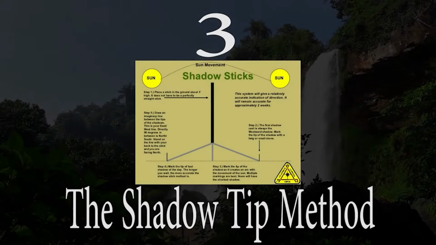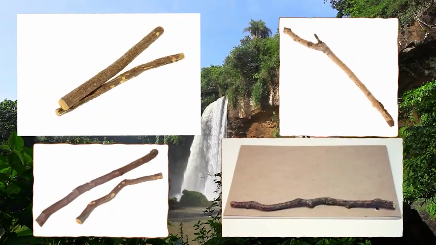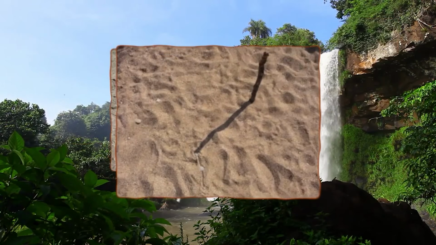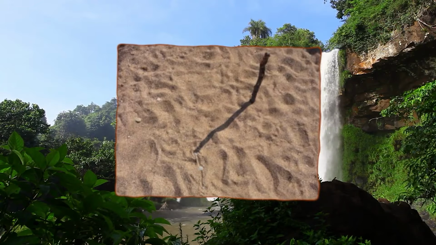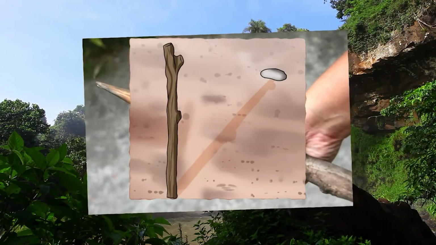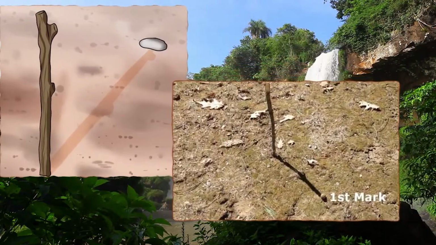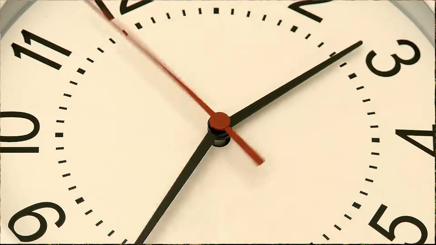Method 3, the shadow tip method. Place a fairly straight stick in the ground so that its shadow can be easily seen. A stick 3 to 4 foot tall works really well with this, but shorter ones can be used. The more pointed or narrowed the stick is at the tip, the more accurate this method will be. Begin by placing a small rock, coin, or other object on the tip of the shadow. Wait about 10 to 15 minutes.